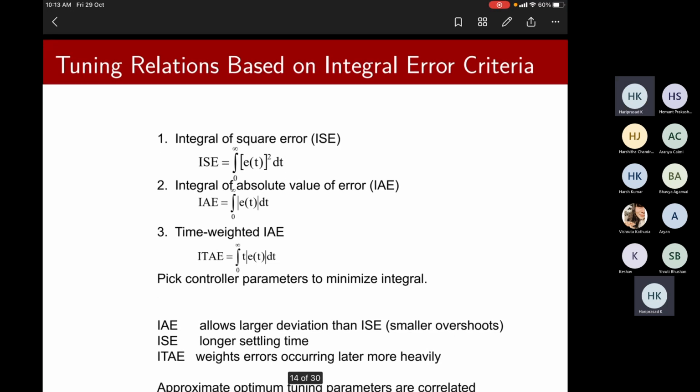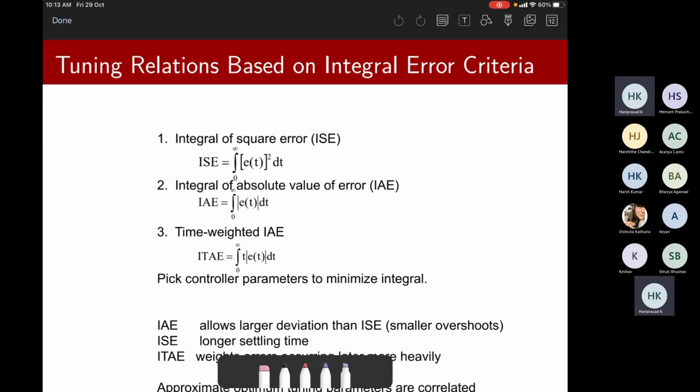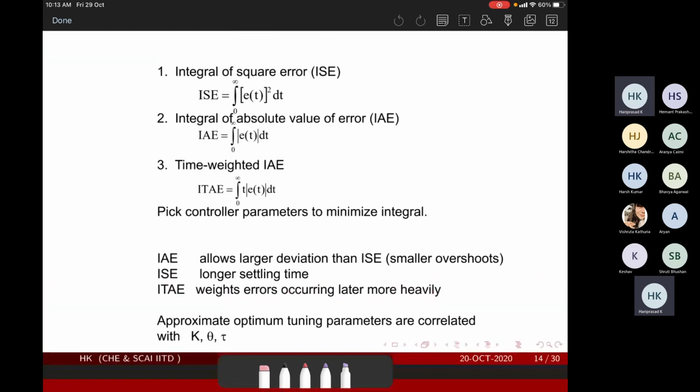Okay. So again, as I told, these are based on some performance indicators. So you have to define some performance indicator. One is the integral of the squared error, which is generally called the ISE. One is the integral of the absolute error. Then there is the time weighted integral of absolute error. These are basically the three widely used ones.